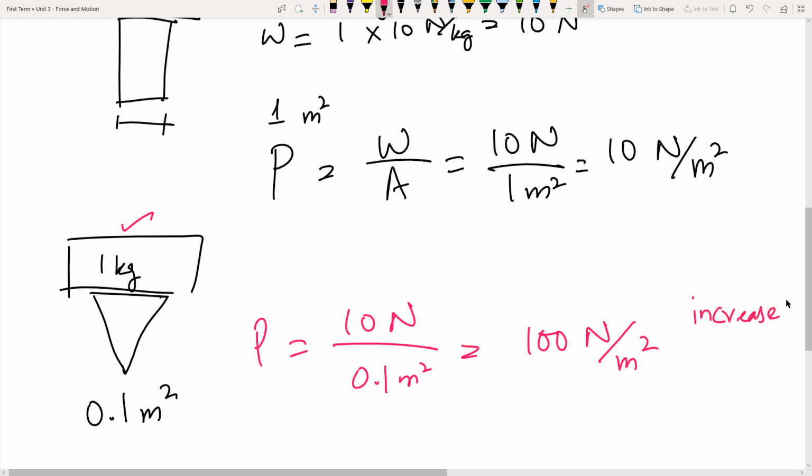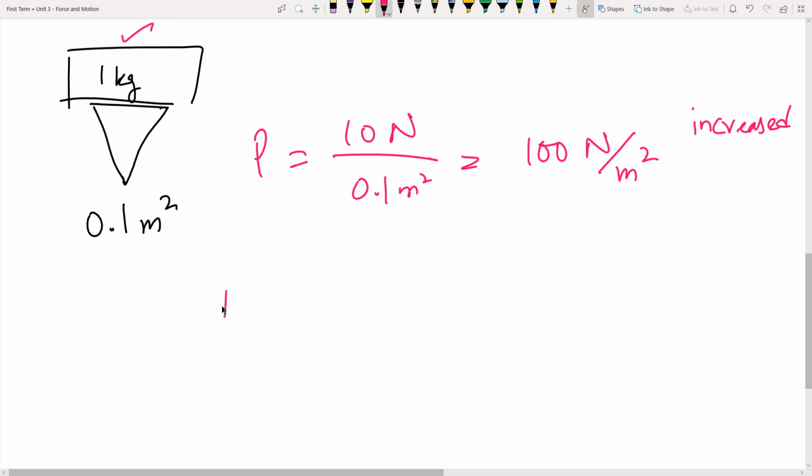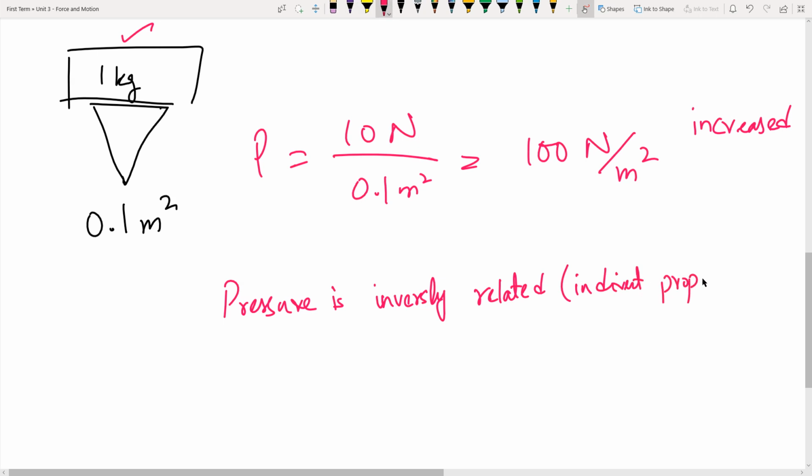So why has it increased? Because of the area. Here we can safely say that pressure is inversely related, what we call indirect proportion, as opposed to direct proportion. Yes, indirect proportion to the area of contact.